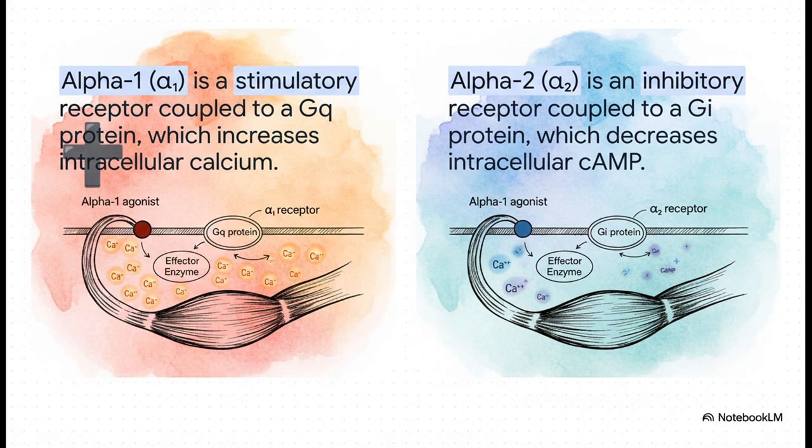Alpha 1 receptors, they're linked to a Gq protein. When you activate that, you get a boost in intracellular calcium, which is usually a stimulatory response. Think smooth muscle contraction. On the flip side, you've got alpha 2 receptors. They're tied to a Gi protein, and you can remember I for inhibitory. This pathway actually lowers the levels of intracellular messengers like cAMP, which gives you an inhibitory response.